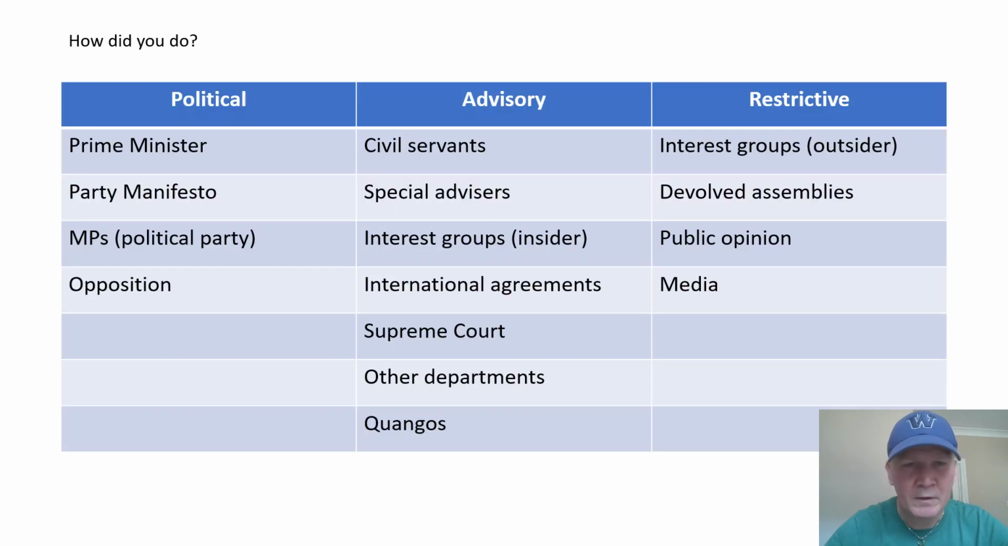Okay, how did you get on? What I've done on this slide is try to put the different points together into different areas. If you've got them, check which ones you have. You may have additional ones, but these are the ones I thought were most important. In this area of political, these are the influences that are going to determine how the minister shapes his policy.